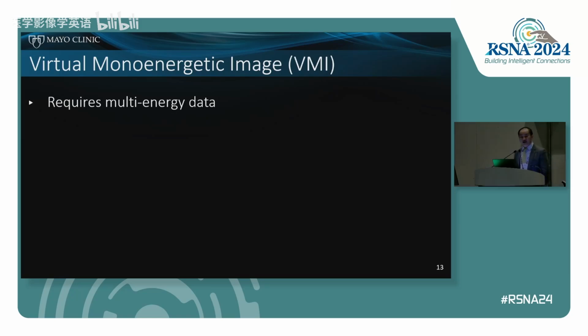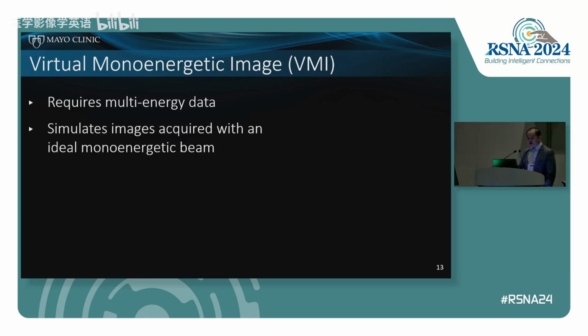Virtual monoenergetic images, the previous two speakers highlighted great benefits of those. So this is also possible with photon counting detector CT. These are simulated images acquired with an ideal monoenergetic beam, although our real beam will never be monoenergetic.